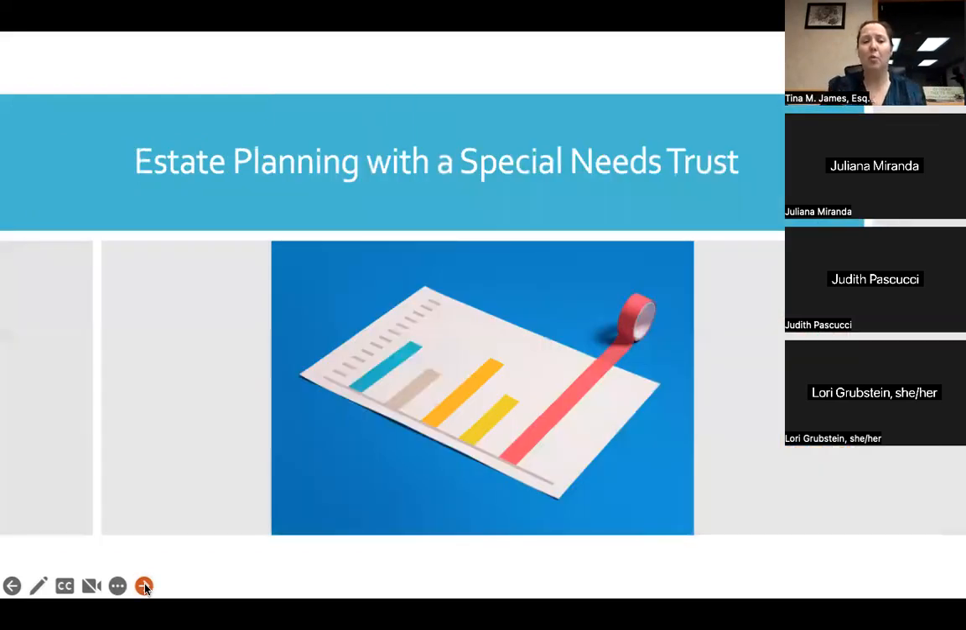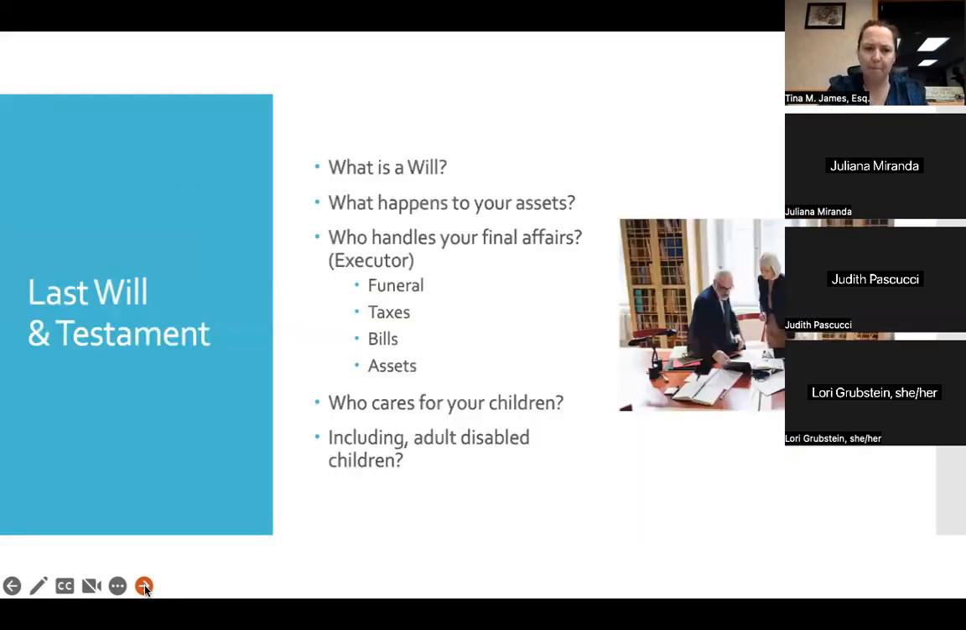So we're going to talk more now about estate planning with a special needs trust in mind, and how that prepares us for our child, making sure we don't jeopardize that. The first document I'm going to cover is a will. We hear about this all the time. People have their will, their last will.